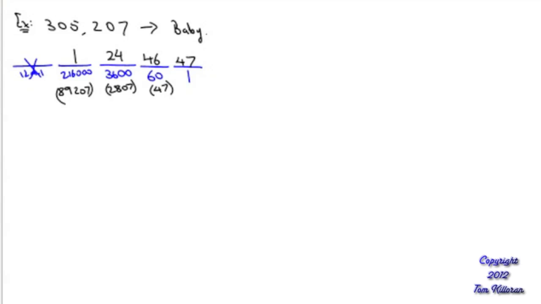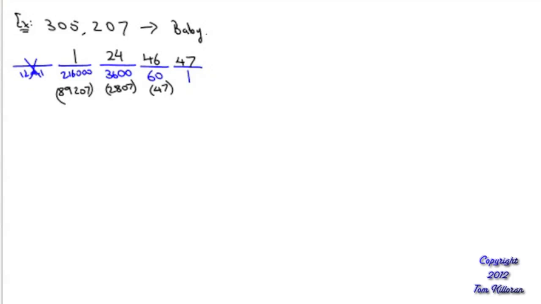89,207 divided by 3,600. Hit equals. Subtract 24. Hit equals. Multiply by 3,600. The pattern never changes.